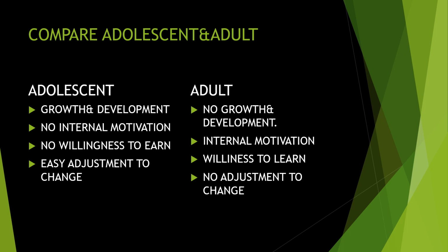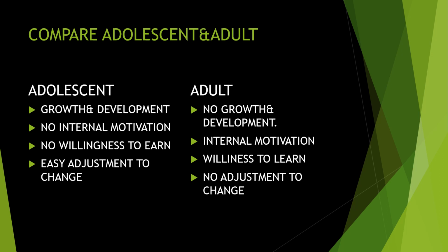That we can see. So we have to track them to the correct level. That is what we have to do for adolescent people. And easy adjustment to change. They keep changing, moving on with the changes happening around them. So however society is changing, they are ready to move on with that. That we can see in them. So all these things we have to keep in mind about adolescent students, or adolescent learners. All these things we can see in the adolescent.